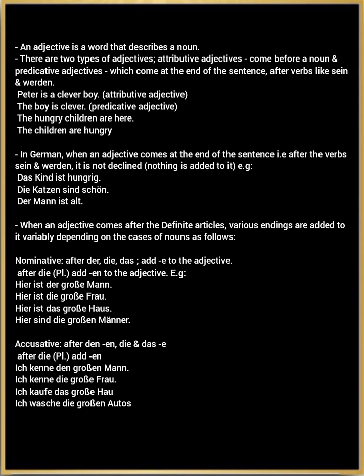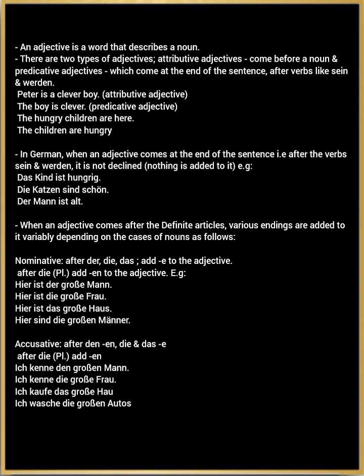If you see an adjective in German coming at the end, don't add anything to it. The example I have: das Kind ist hungrig. I don't say hungrige or hungriges. No, it is plain. Das Kind ist hungrig. And then, die Katzen sind schön. The cats are pretty or beautiful. Der Mann ist alt. So you can see, in this case, when an adjective comes at the end of the sentence, you don't add anything to it.